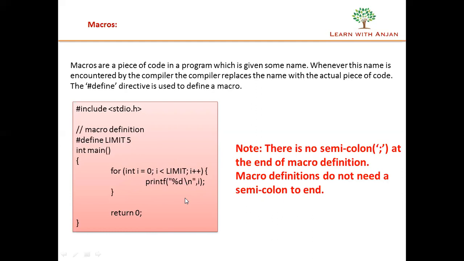So macros are a piece of code in a program which is given some name. Whenever this name is encountered, the compiler replaces the name with the actual piece of code. And you have to remember that there is no semicolon at the end of a macro.